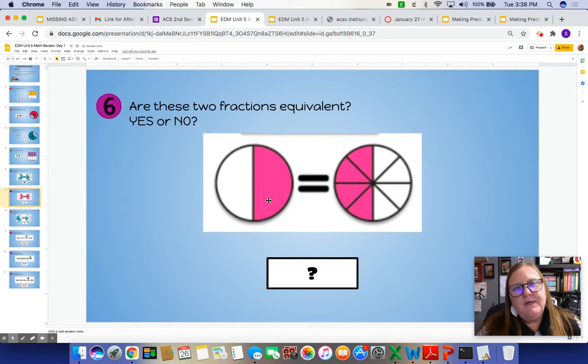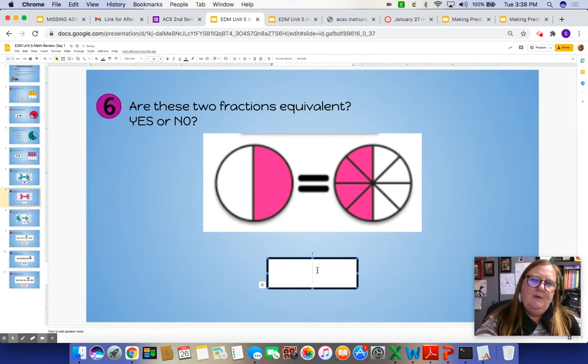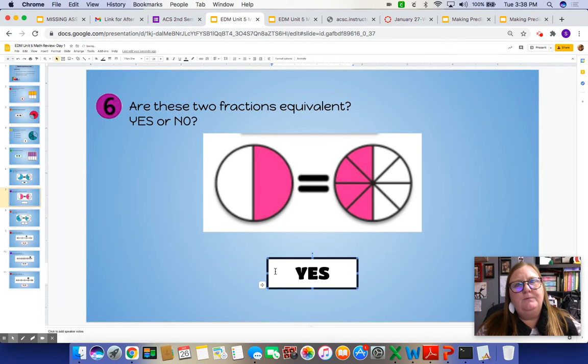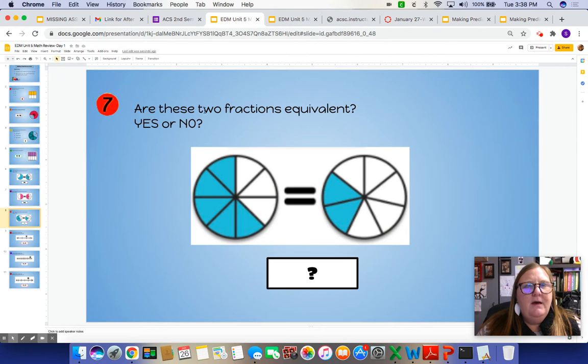All right, the next one, hopefully you can see right away that even though this is divided into 2 pieces or halves, we have 1 half shaded, and then we have 1, 2, 3, 4, 5, 6, 7, 8, 4/8. So half of this circle is shaded in. So are these 2 equivalent? Do they have the same amount shaded in? Yes, they do.